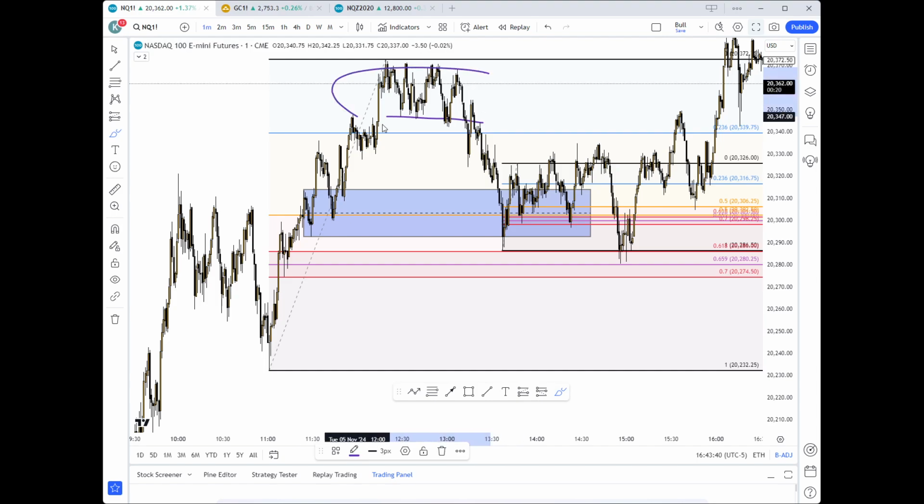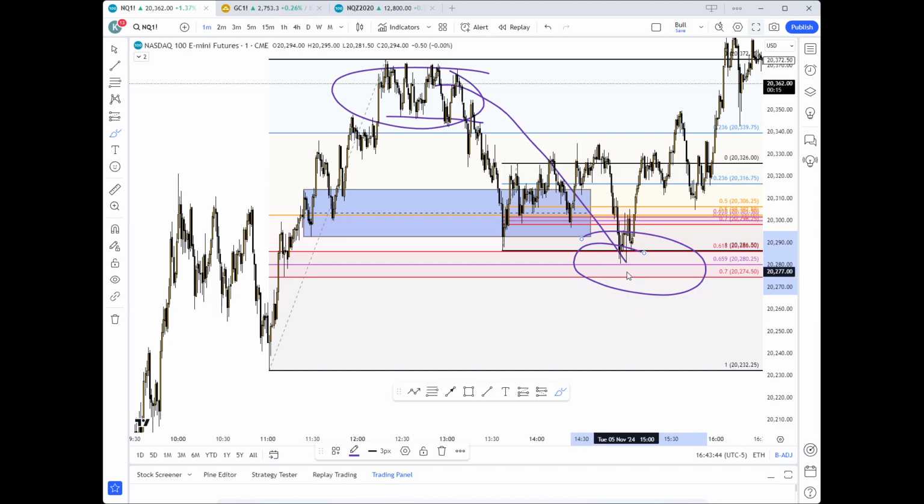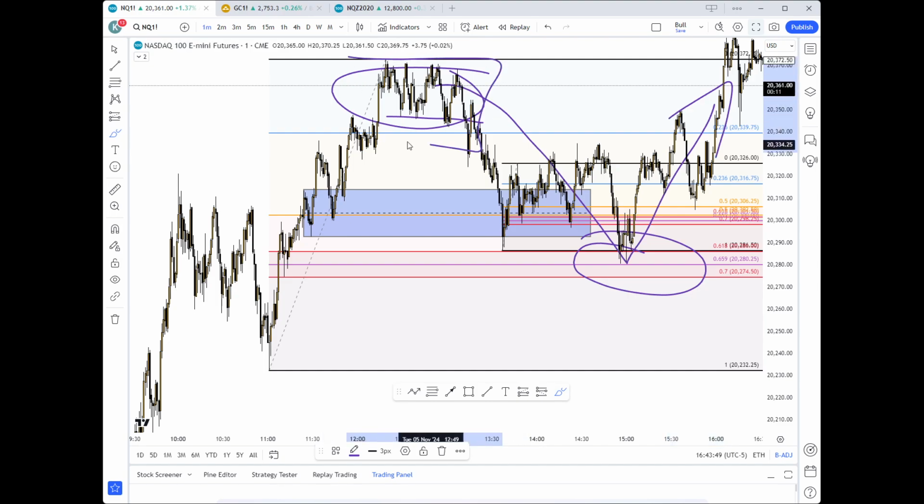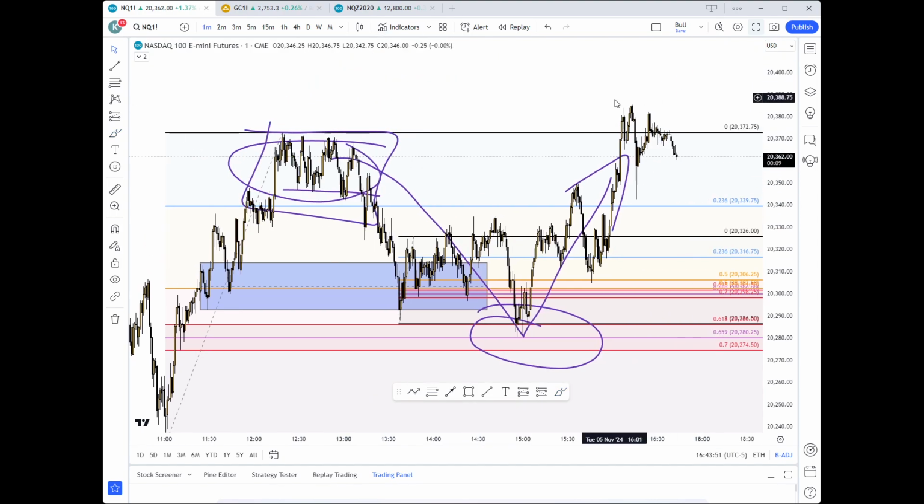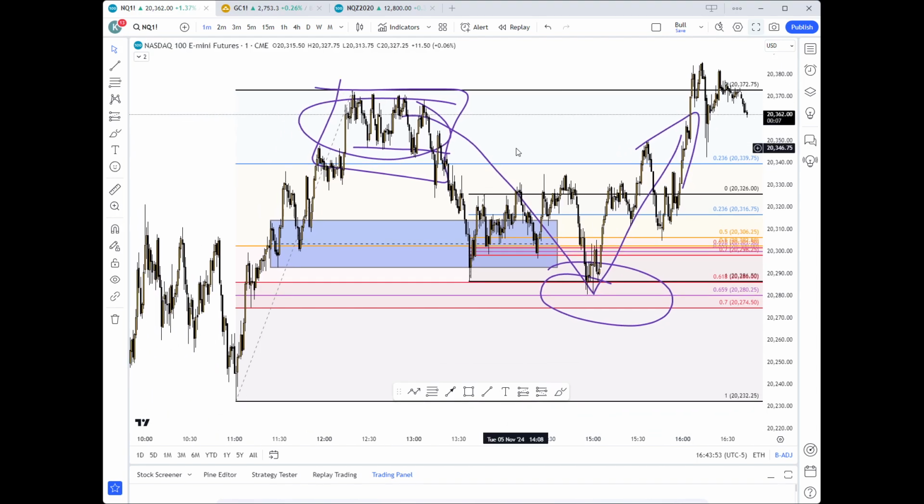But we're looking for this retracement to trade into our area of interest to then go higher. Or at the very least, trade back into this. We might not expect it to take the high, but certainly to trade back up and above these highs here.